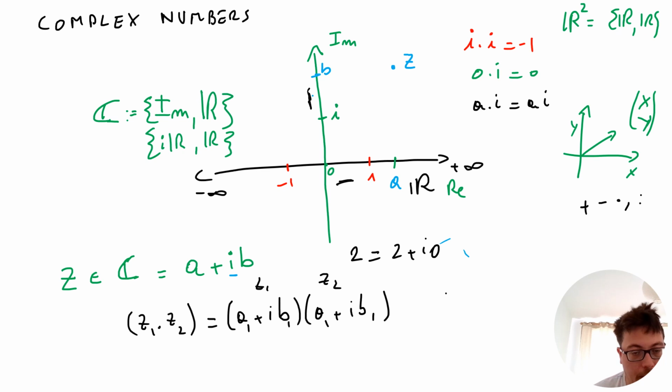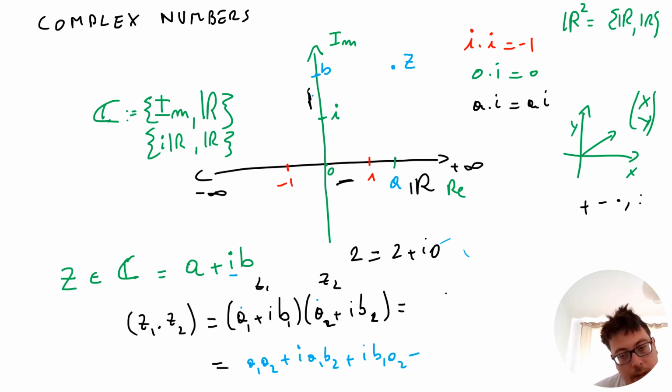Okay, let's call them a1 and a2. And we know that real numbers behave like real numbers. So the first component of this multiplication is the first term times the first term, a1 times a2. And then there is the first term times the second term, which is i a1 b2 plus i b1 a2, plus we have i times i b1 b2. But we know that i times i is minus 1, so the sign gets flipped with the minus 1.